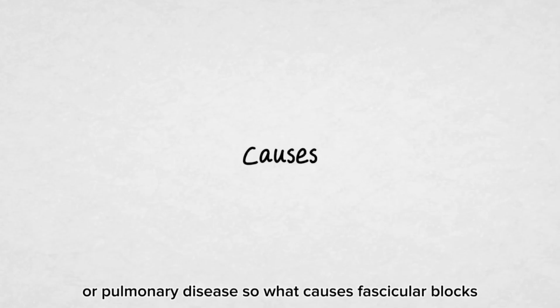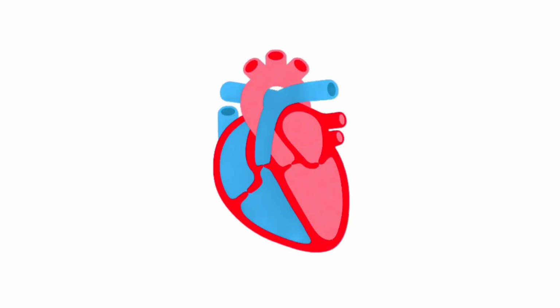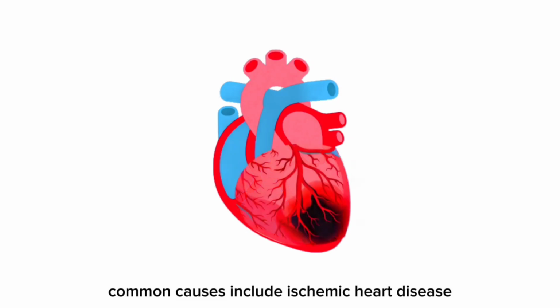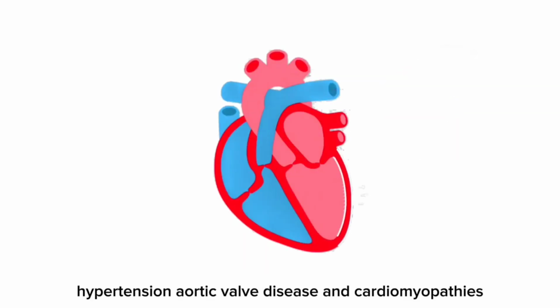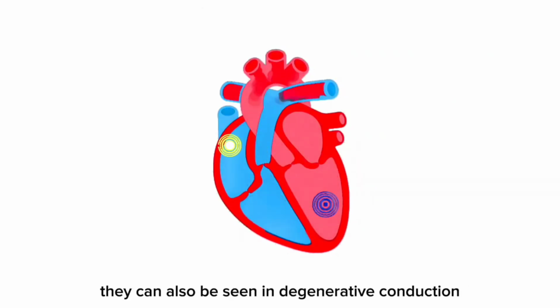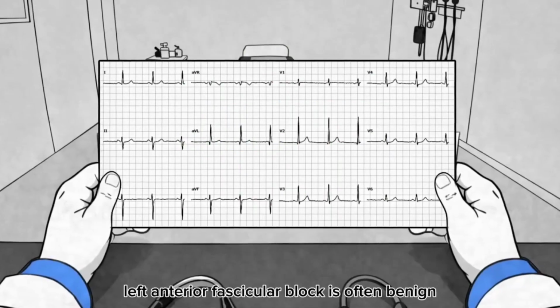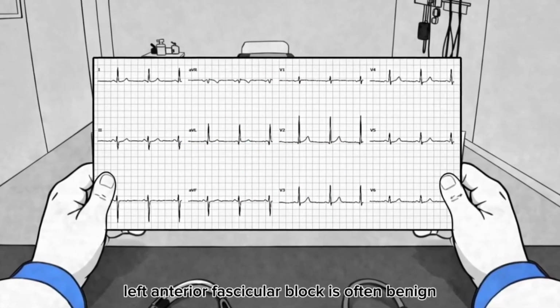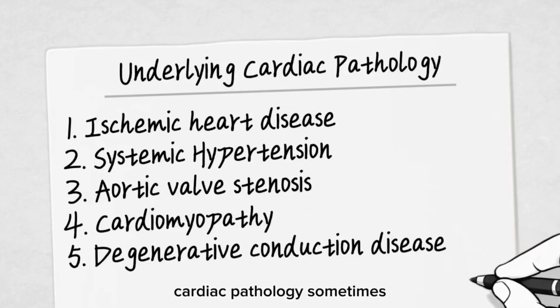So what causes fascicular blocks? They are often associated with structural heart disease. Common causes include ischemic heart disease, hypertension, aortic valve disease, and cardiomyopathies. They can also be seen in degenerative conduction system disease, especially in elderly patients. Left anterior fascicular block is often benign, but it can also be an early marker of underlying cardiac pathology.